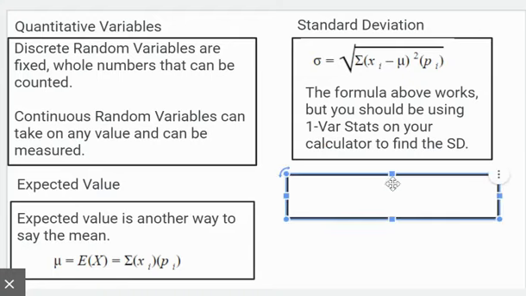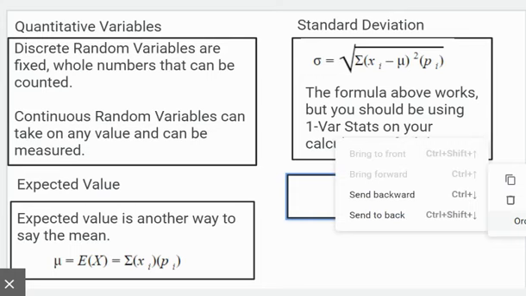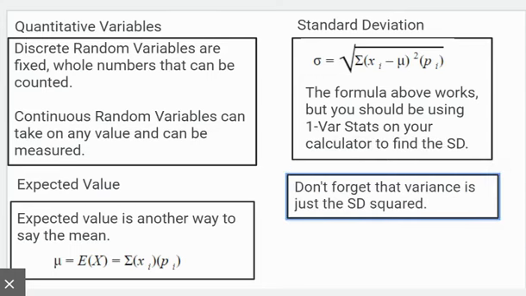One last thing that I want to add to this, and that is, don't forget that variance is another measure of variability, and it is just the square of standard deviation. So if you find the standard deviation using your calculator, then you could just square that value to get the variance. So this has been the big ideas for section 6.1.